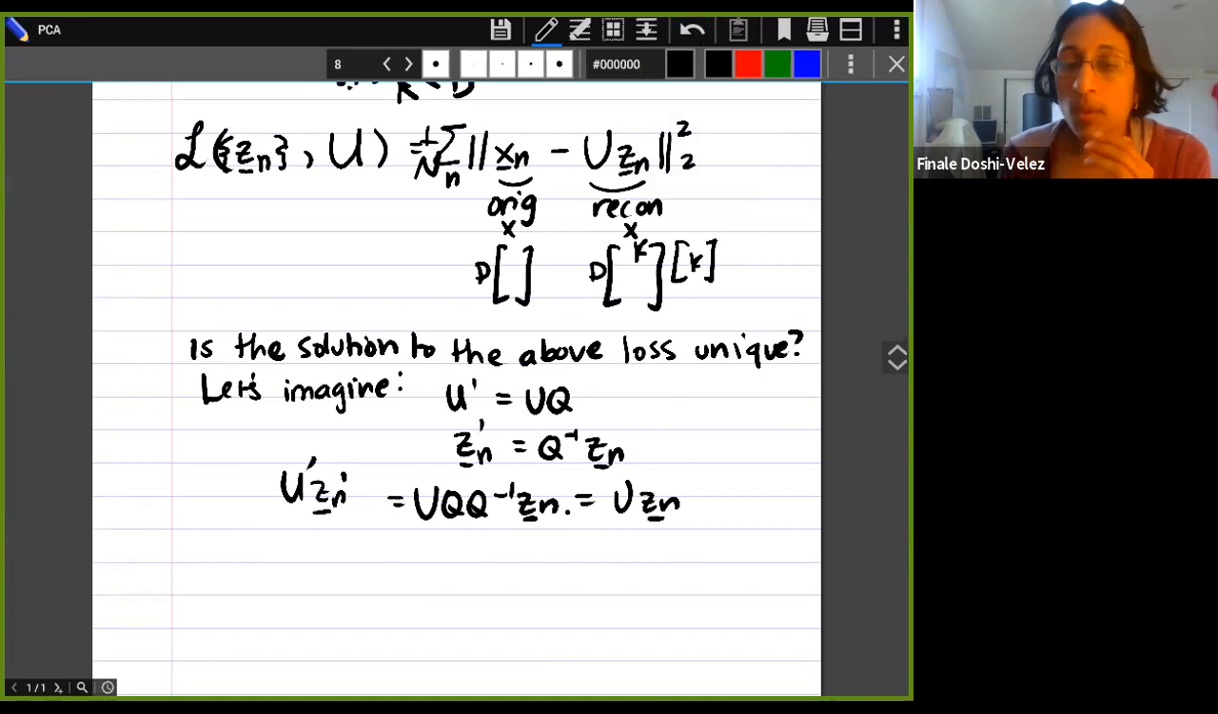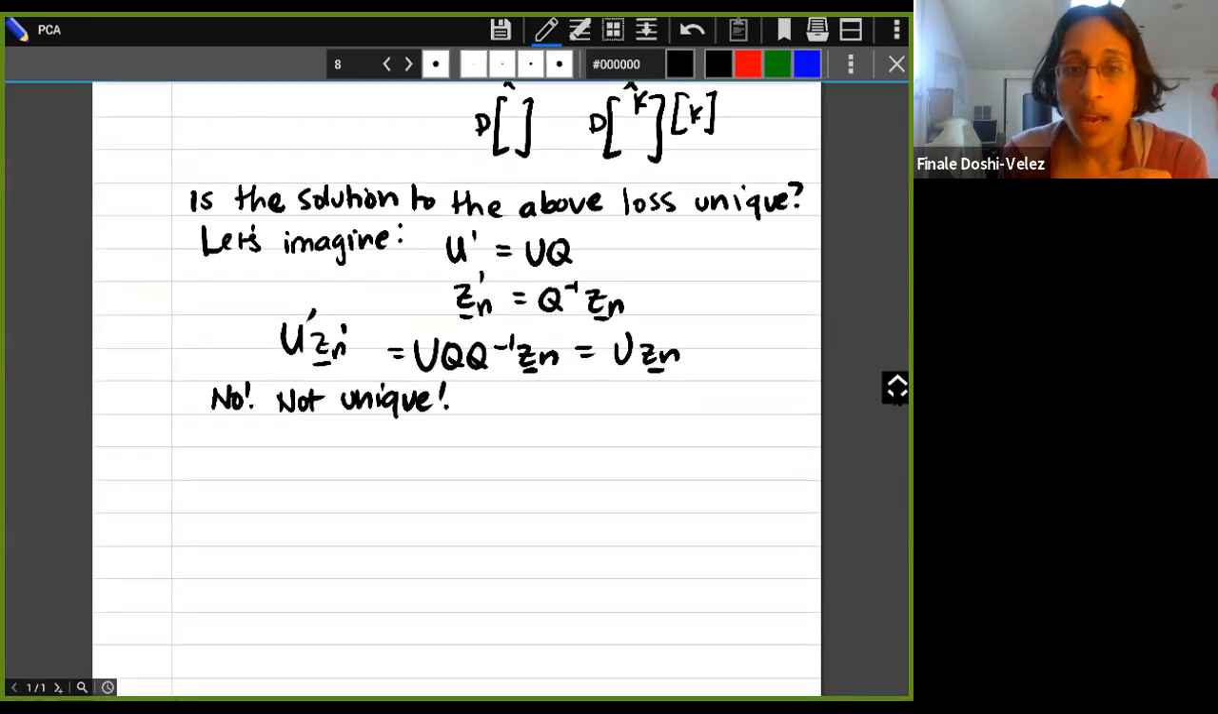So I can rotate, I can affine transform this basis matrix that I have, and it's going to give me exactly the same loss, right? So this loss is not unique. So no, not unique.